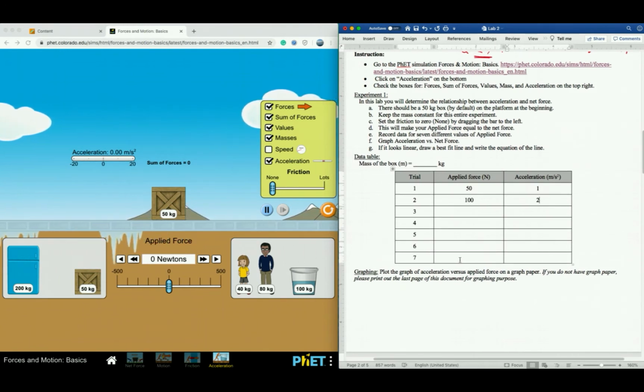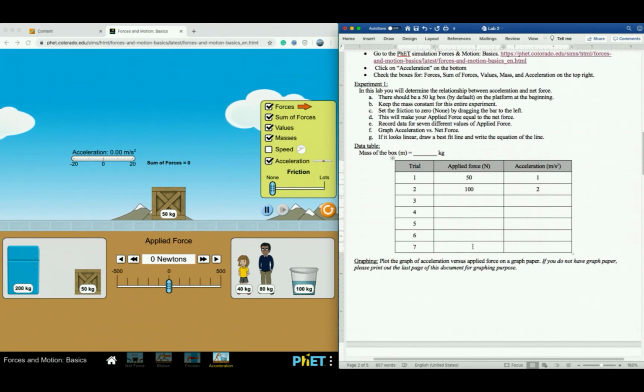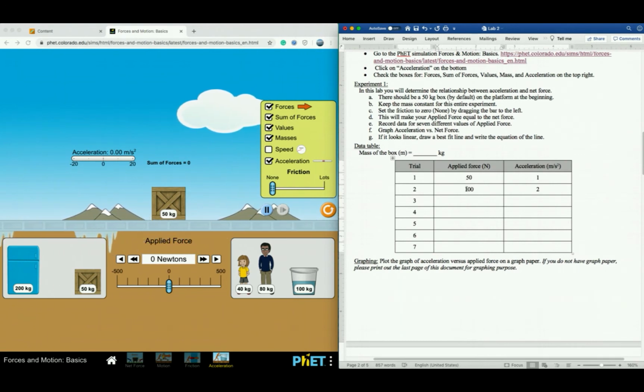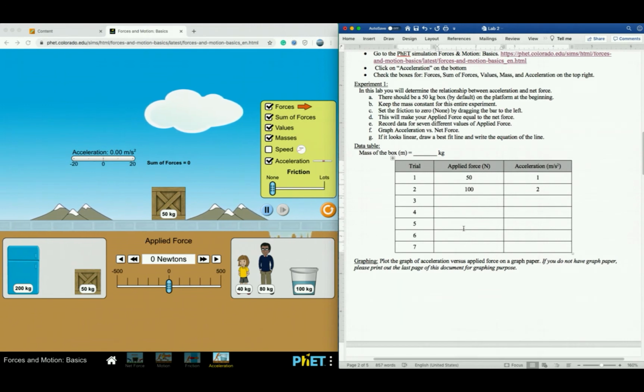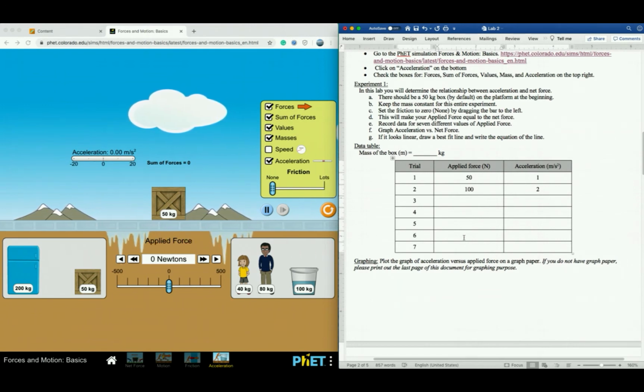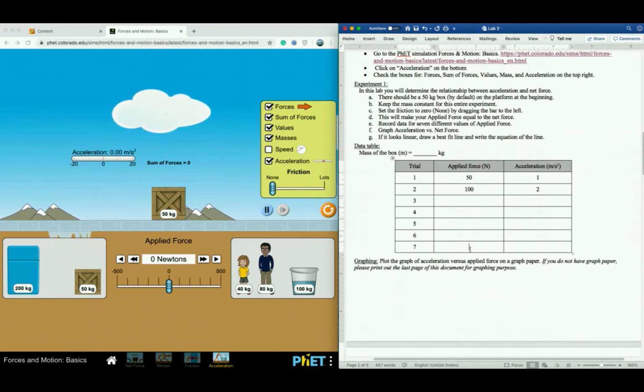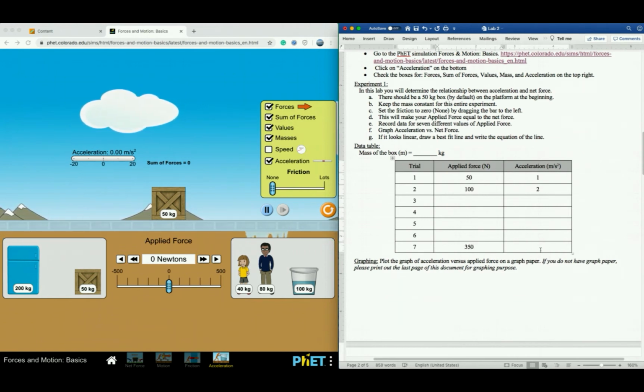Okay, so you go all the way to, maybe you can do it at 50 Newton interval. So 50, 100, 150, 200, 250, 300, 350. You can go all the way to 350 Newton and then see what your acceleration is for the forces.